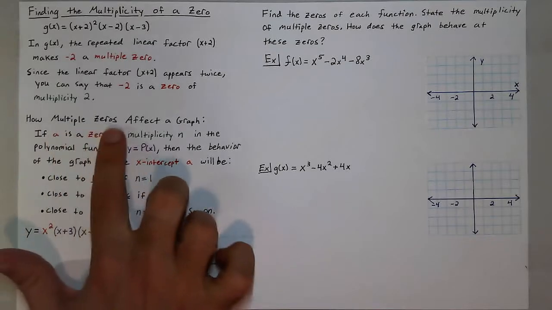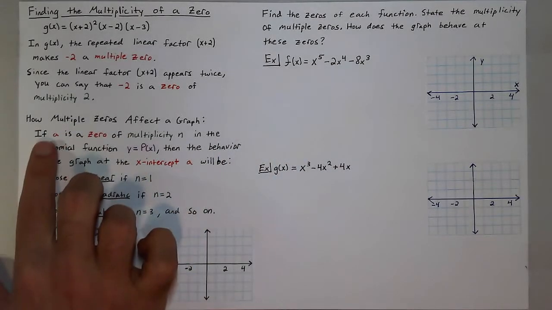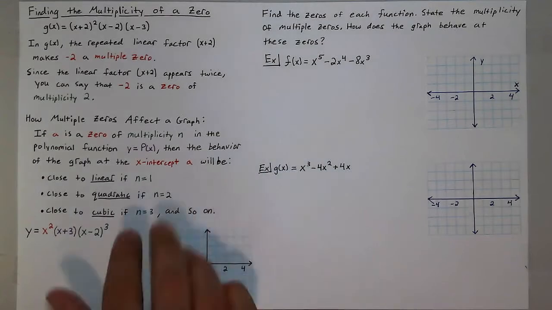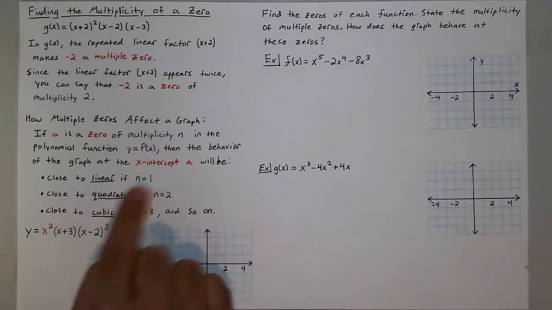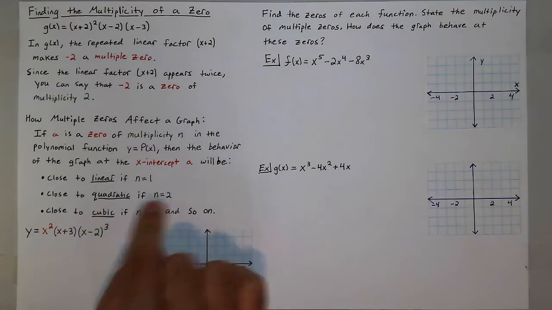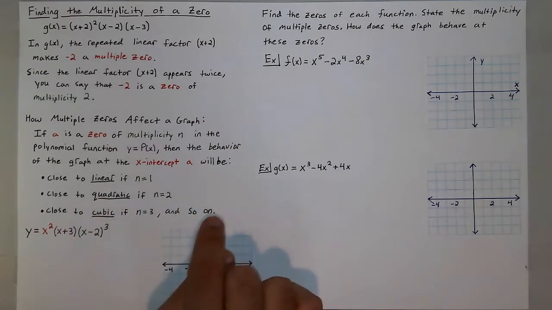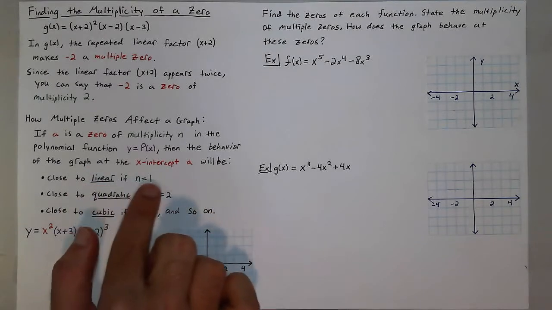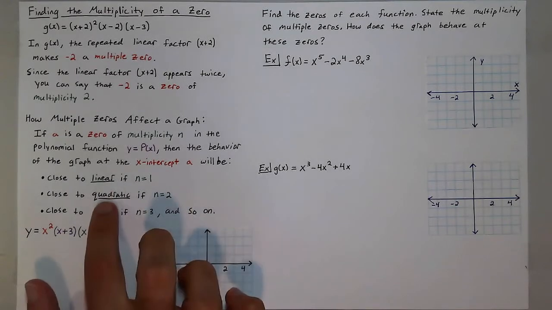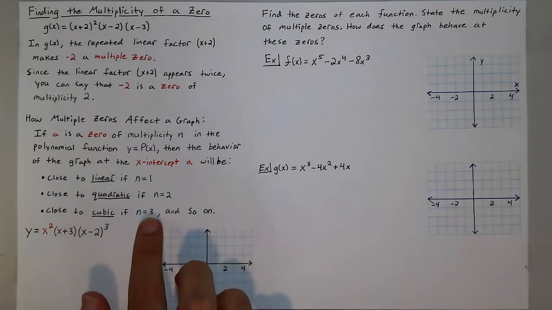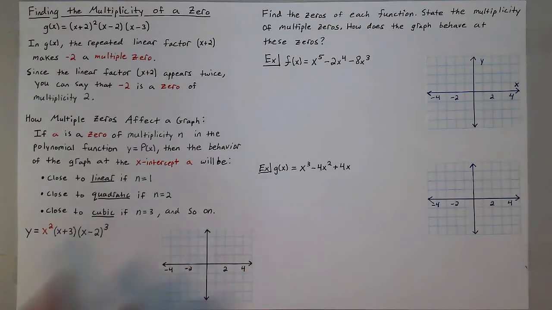So how do multiple zeros affect the graph? Well, if a number a is a zero of multiplicity m in the polynomial function p of x, then the behavior at the x-intercept a, the given number, will be linear if the multiplicity is 1, quadratic if the multiplicity is 2, cubic if the multiplicity is 3, and so on. Meaning the multiplicity kind of denotes the degree of that x-intercept. So a degree 2 makes it look like a quadratic, and a degree 3 makes it look like a cubic. Let's see what that looks like in an example just below.